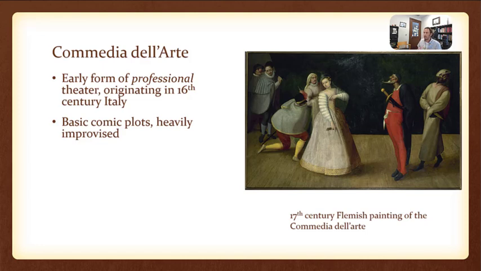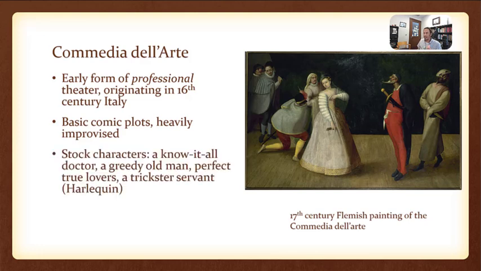It wasn't scripted line by line, but there were stock characters: a know-it-all doctor, a greedy old man, perfect true lovers, a trickster servant. And the trickster servant was often Harlequin, right? And so that's related to the Shakespearean clown figure as well. It also has its roots in the classical theater, where there's often a wisecracking slave character in Roman and Greek theater. These involved exaggerated acting, pantomime, and bright costumes.